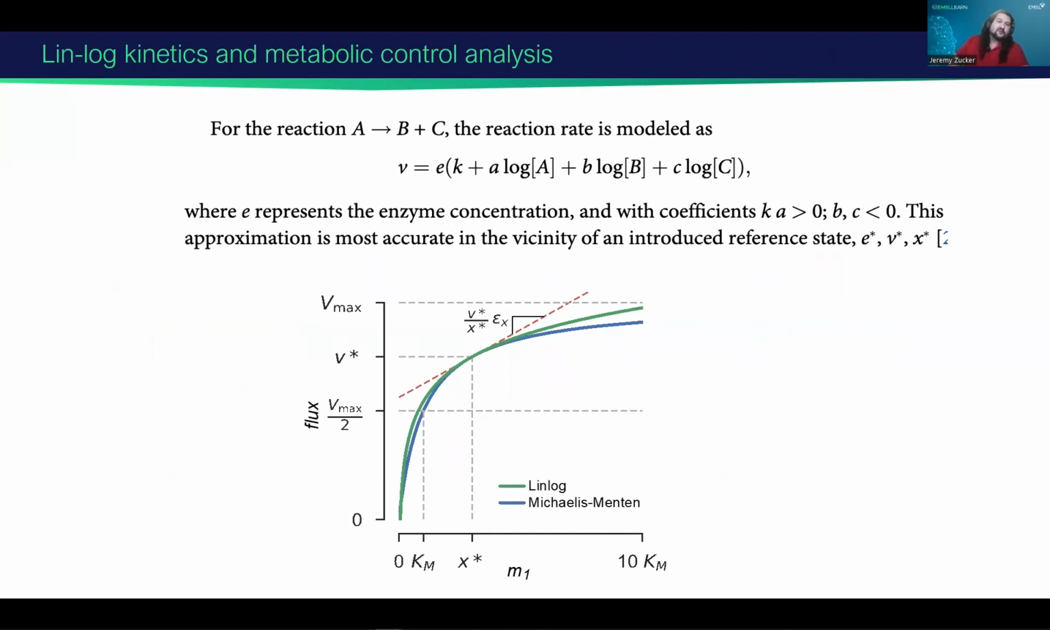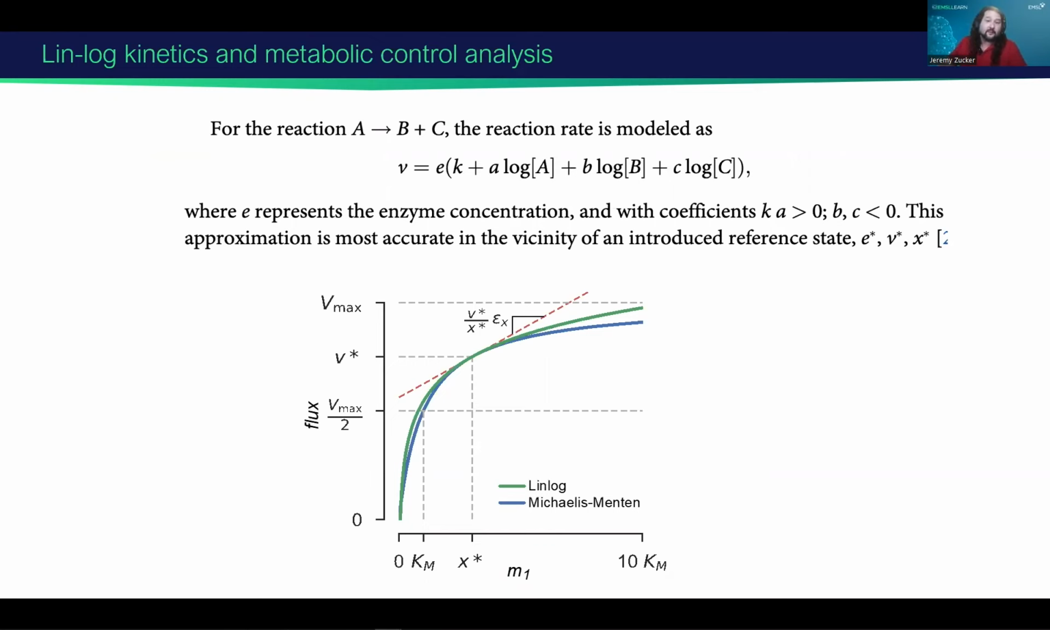So just to give a very simple example, we take a simple reaction where A goes to B plus C. The way that we can represent the reaction rate that we are modeling is that the flux, that's V, is a function of E, which is the enzyme concentration, plus the concentrations of each of the metabolites. And then A, B, and C represent some unknown parameters that we're trying to solve for, that we have some uncertainty about, and we want to generate a posterior distribution based on additional data.